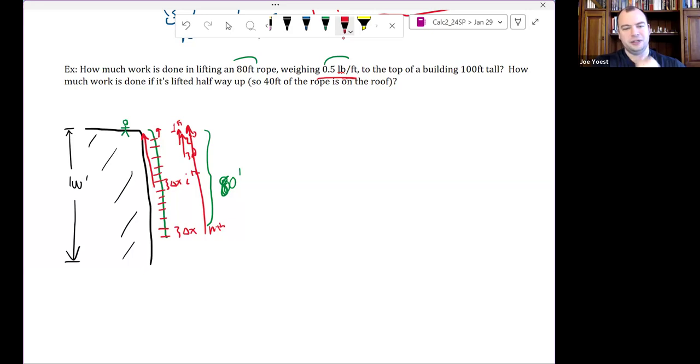So what do I need to do? Well, for my ith chunk of rope, it needs to travel x_i feet, since we're using pounds and feet. And it weighs 0.5 delta X pounds. It weighs half a pound per foot. And it's a slice of rope that is delta X units long.